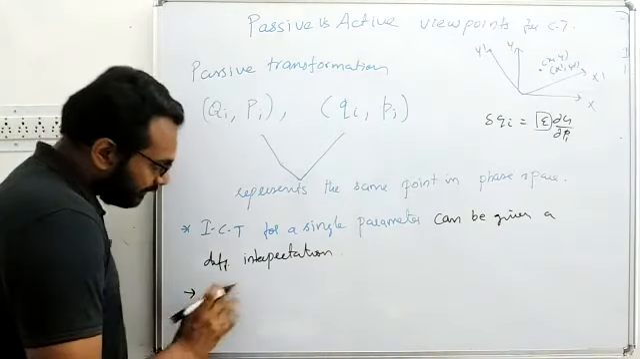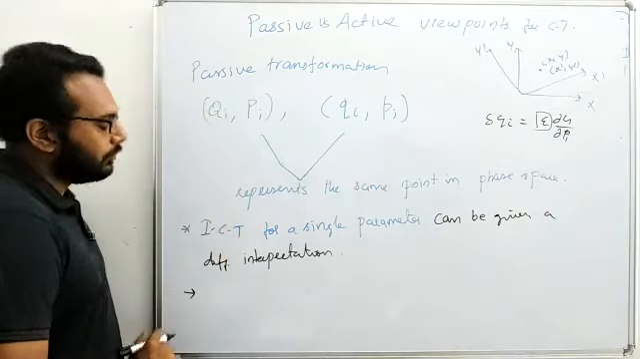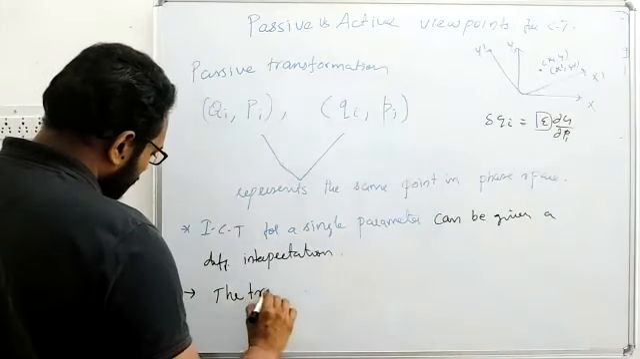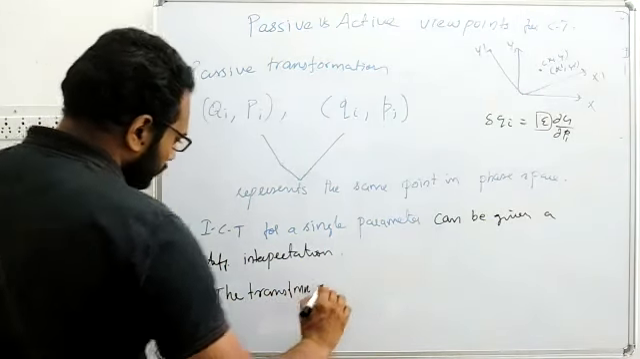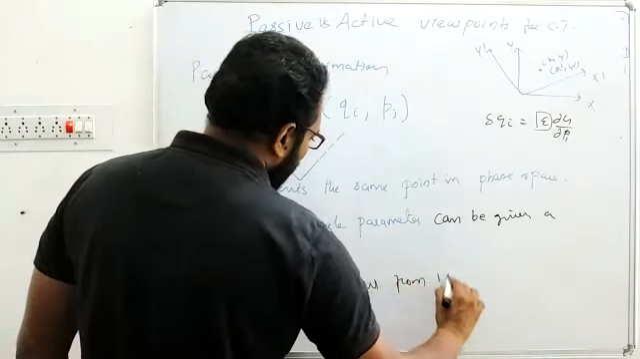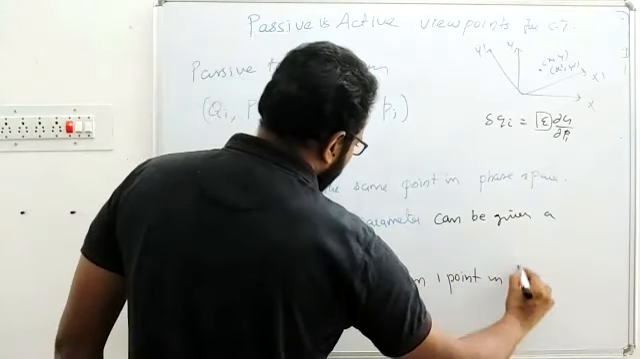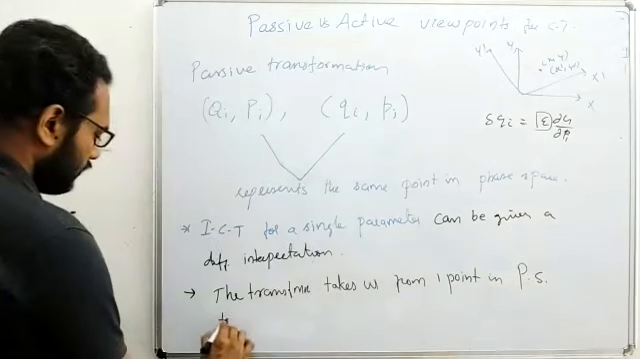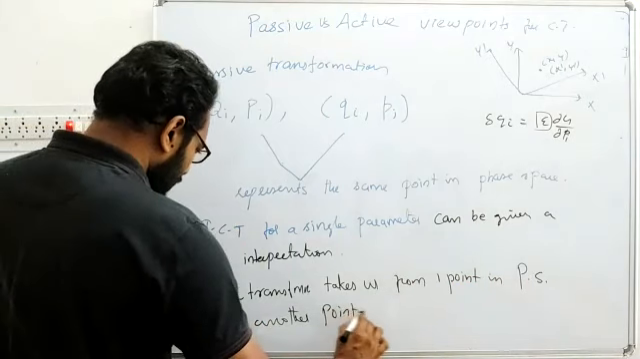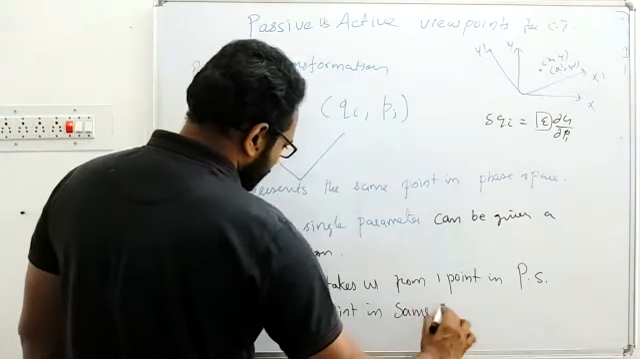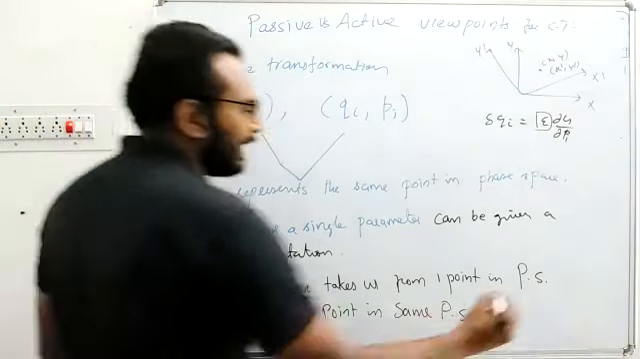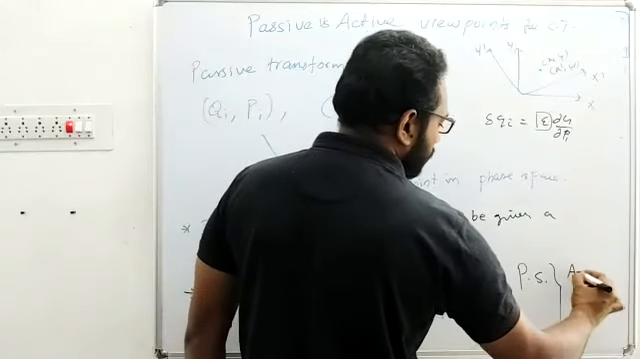So the interpretation here is different, and this interpretation is known as the active view of transformation. The idea is that the transformation takes us from one point in phase space to another point in the same phase space. You see how the interpretations are different, and this is known as an active interpretation or active view.